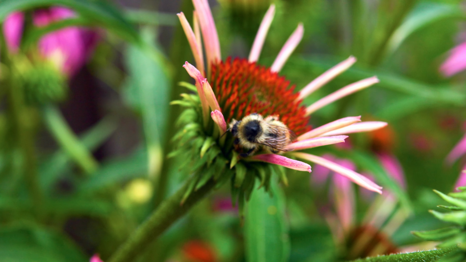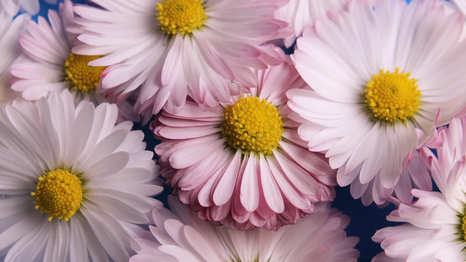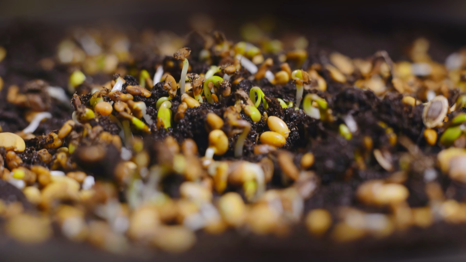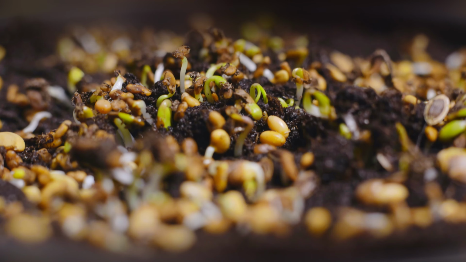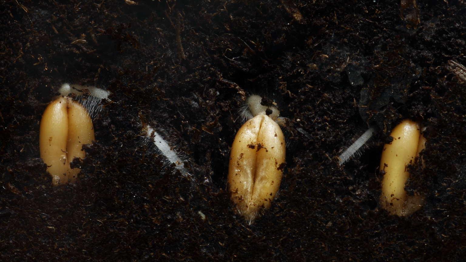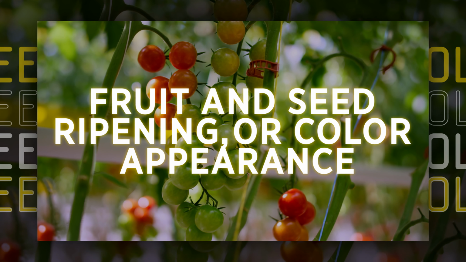During this stage, the zygote formed as a result of fertilization develops into a seed, which is usually surrounded by a fruit. The zygote typically contains a complete set of chromosomes necessary for further plant development. Seed and fruit formation are critical for the subsequent dispersal of plants and are a key part of their life cycle. Eighth, fruit and seed ripening or color appearance.